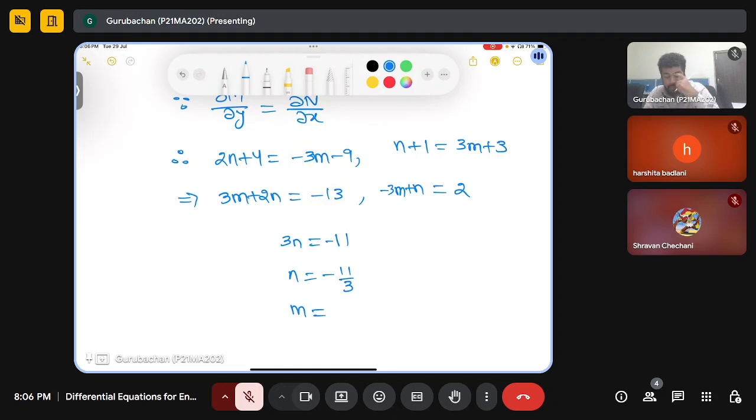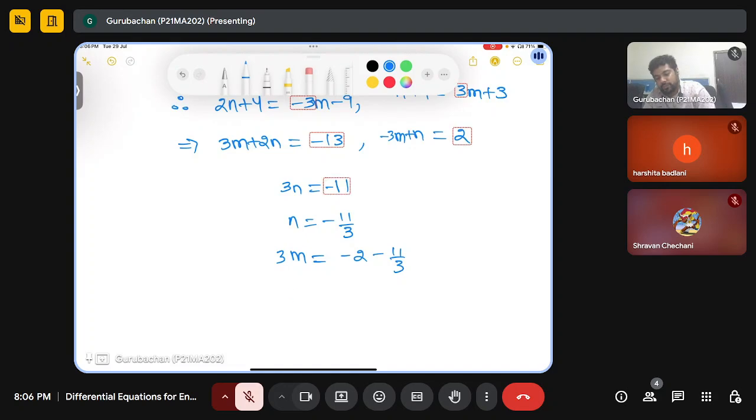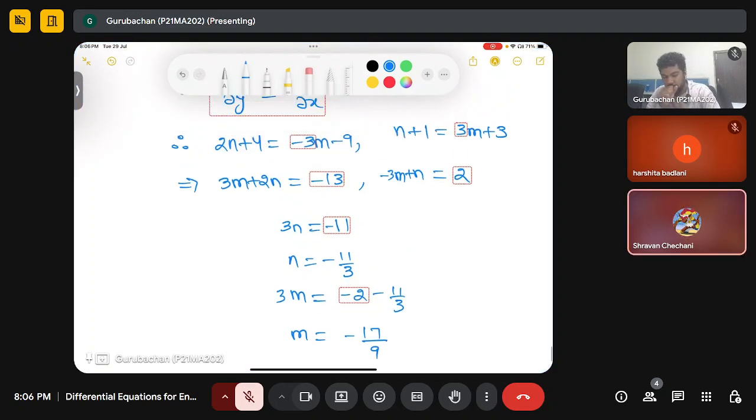If n is minus 11 by 3, then 3m will be equal to minus 2 minus 11 by 3, and this will be 17 by 9. Sir, I think it would be plus 11 by 3, I guess. No, sir. Let me check in my solution, please. So this is minus 19. I think there is some mistake.